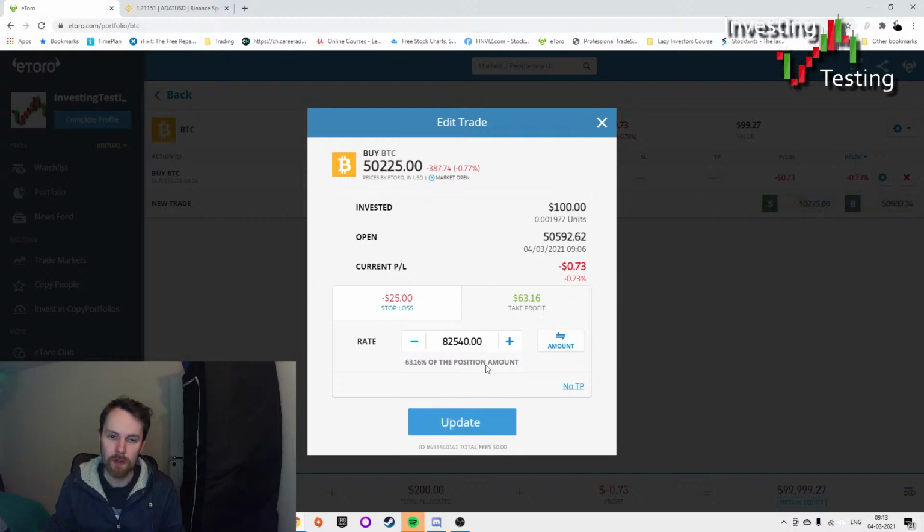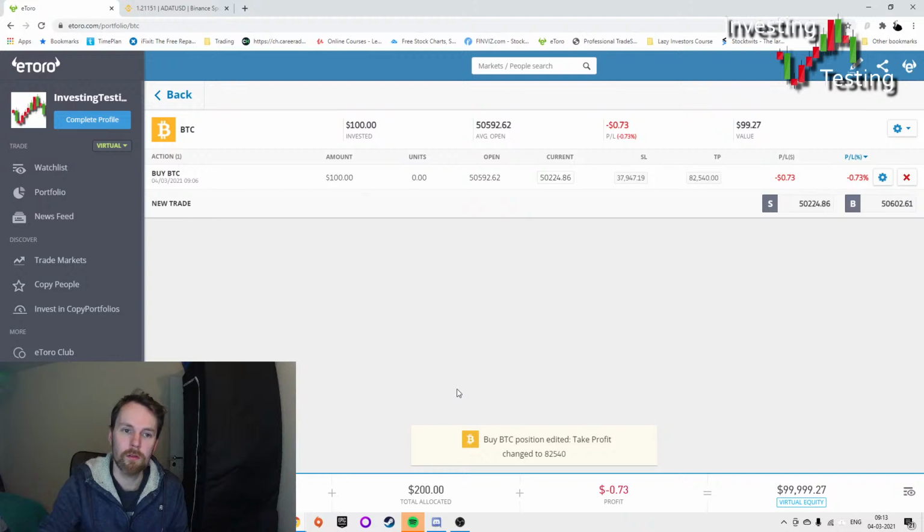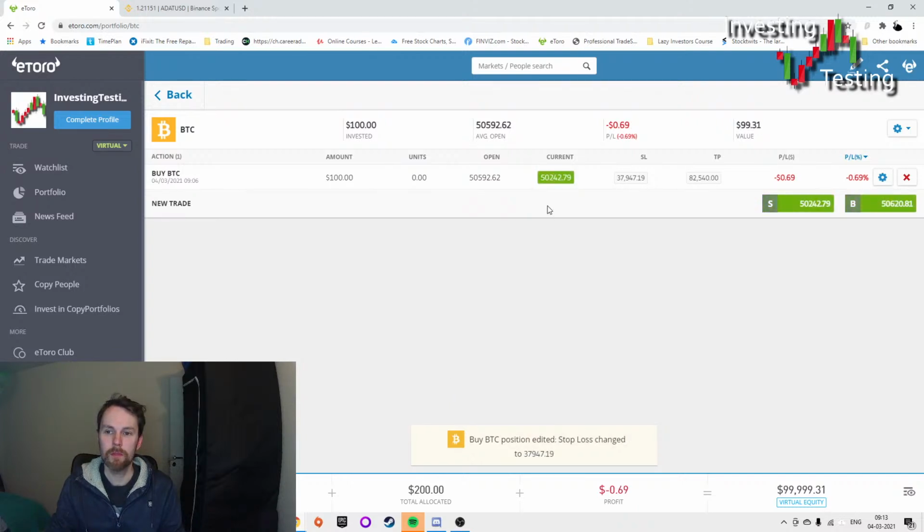This is obviously not accurate with the figures that I'm putting in at the moment, but then we can just put an update on here. And now we have the stop loss and the take profit triggered, which means that as soon as it reaches any of those values, it will pull out at that profit, or it will take out on that stop loss.